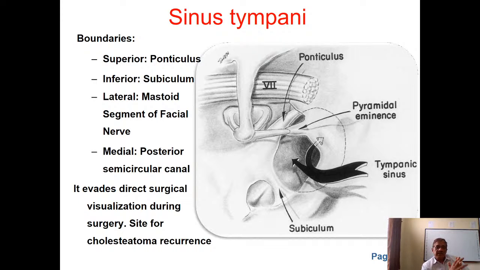Otherwise, that is the area where the infection can be left over because it's a small space which is like a pouch. So that is as far as the sinus tympani. It obstructs direct surgical visualization during surgery, a site for cholesteatoma recurrence, because we leave it.